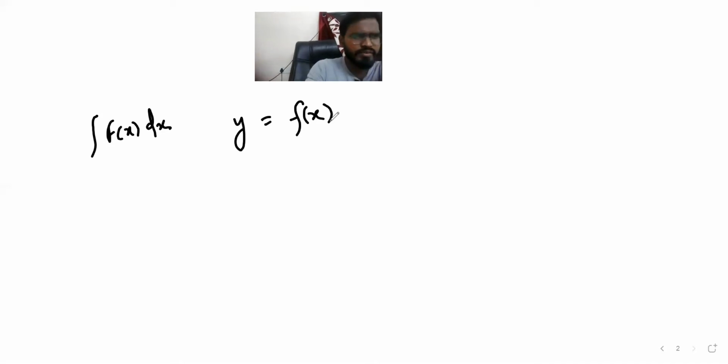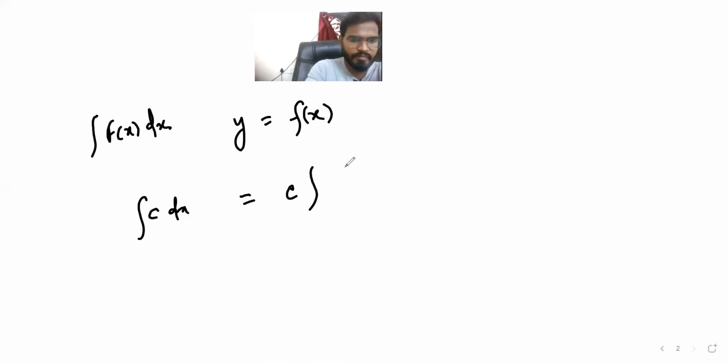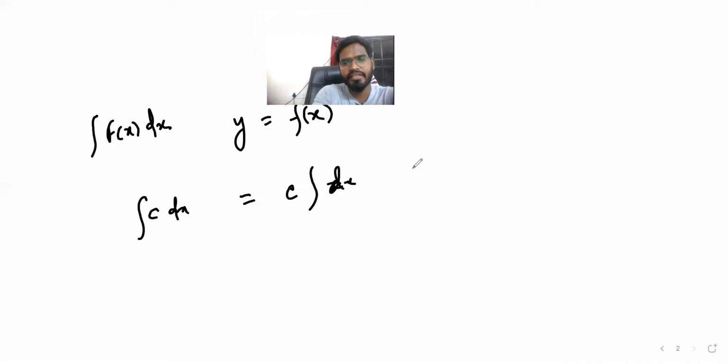For a constant function, let's take constant c and dx. If you will do integration for that, then c will come out. Integration of dx is x. So directly we can write cx plus k. One constant will come. So that is the integration of a constant. Now let's do it with limits.